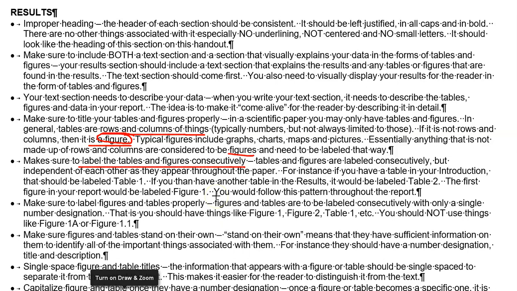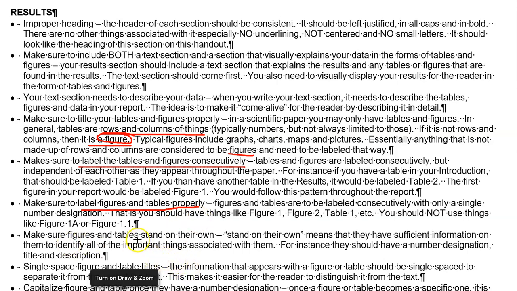If you then have another figure in your results section, that would be figure 2. And if you had a table, that would be table 1, because they're numbered independently. You just follow this pattern throughout the report. Again, figures and tables need to be properly labeled. They only have a single designation: figure 1, figure 2, table 1, etc. You don't call them figure 1A or figure 1.1. It would just be figure 1, figure 2.